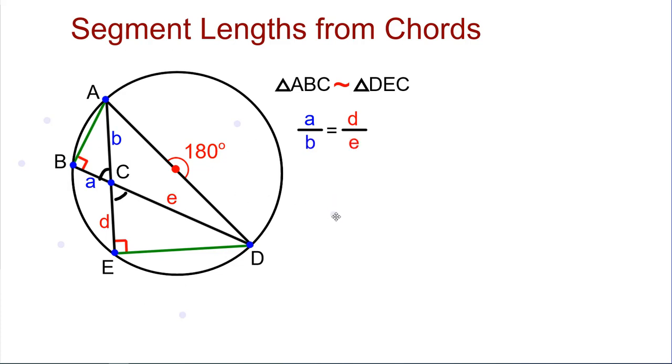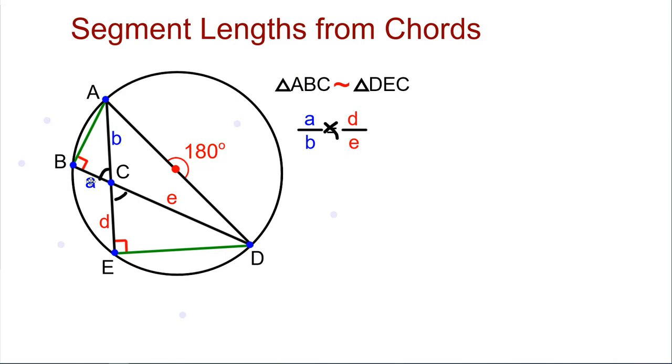So there's our proportion. Whenever we solve our proportion, remember we cross multiply. So I'm going to do A times E is equal to B times D. Now, when I do that, that's actually where our first formula comes from. The lengths of the segments from two intersecting chords: A times E is equal to B times D.